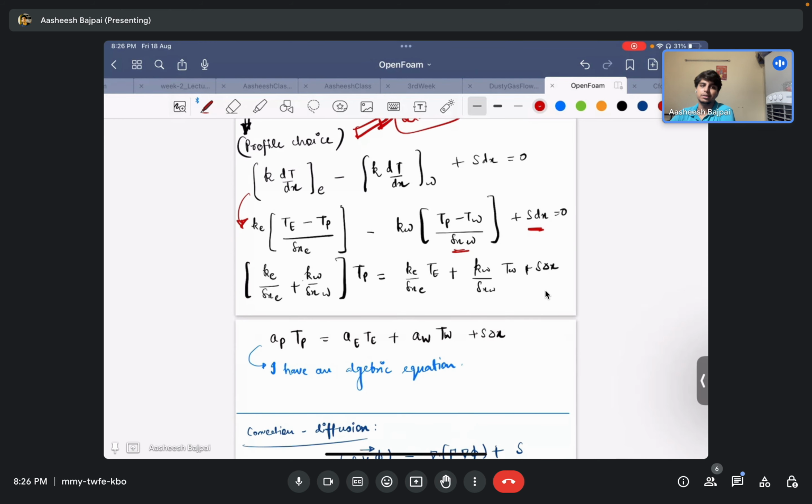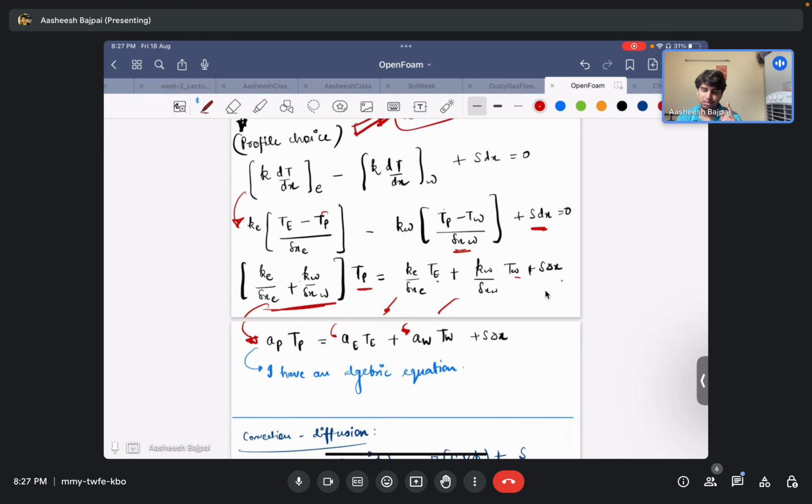Let's separate TP terms. TP means the present temperature which we need to find out. So TP is segregated, and these two terms are here. TW is there. Let's call this AP, meaning the present coefficient of the temperature. So AE is here, and we are calling it AW. So this is one of the algebraic equations. So I have an algebraic equation right now.